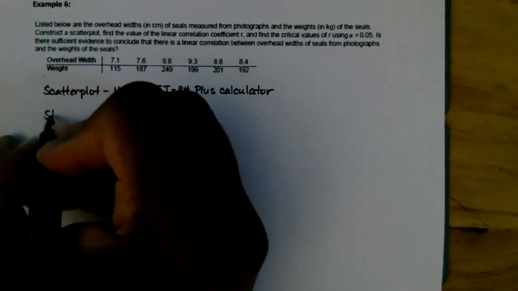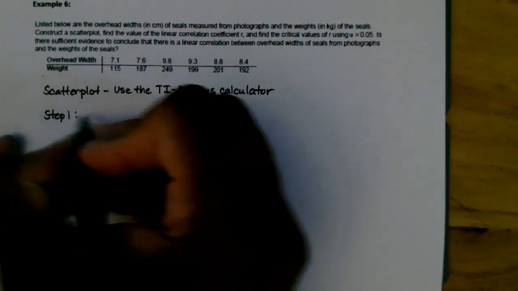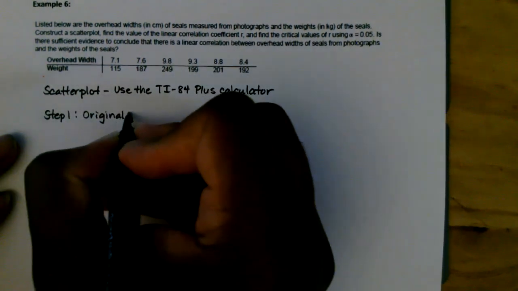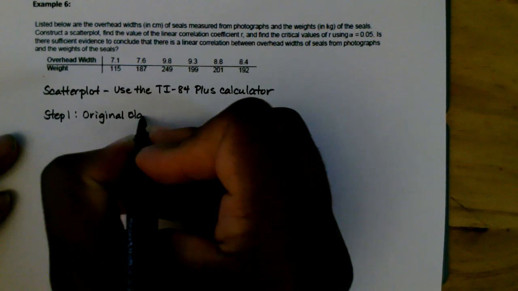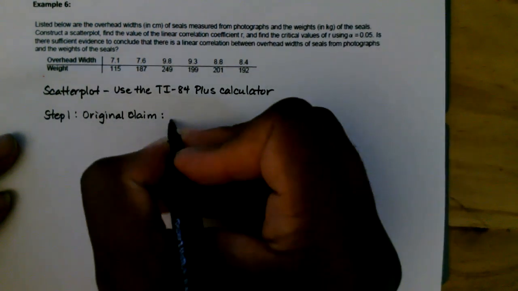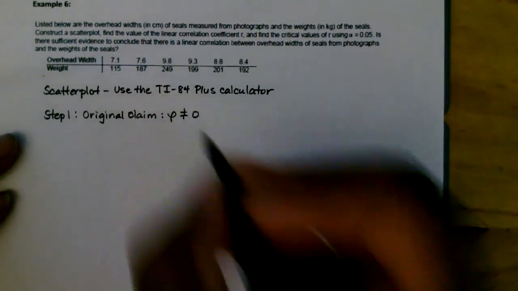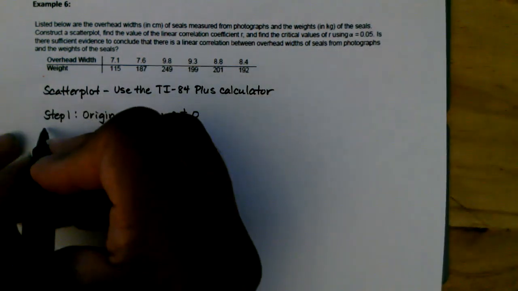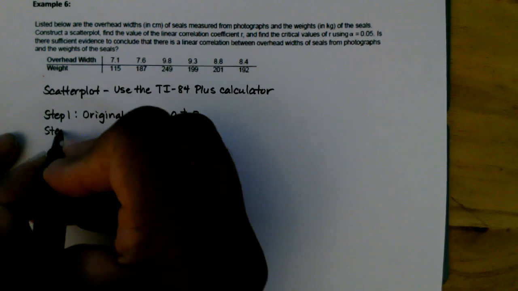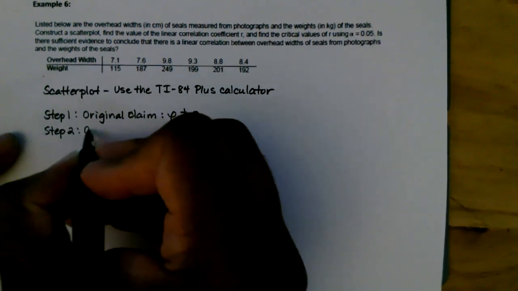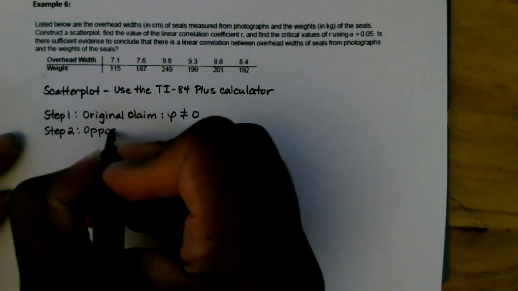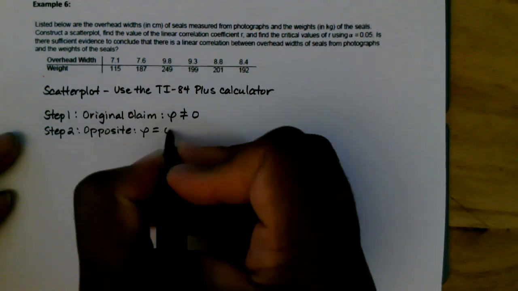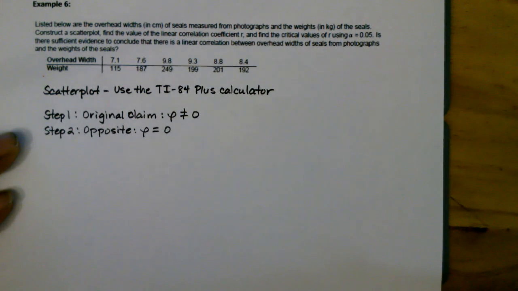So in step number 1 is the original claim in symbolic form. That's, of course, rho is not equal to 0, because that's just saying that there is a linear correlation between these two. Step number 2 is the opposite of the original claim. The opposite of not equal to is equal to, so rho is equal to 0.